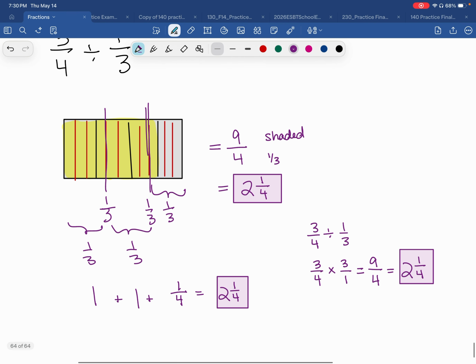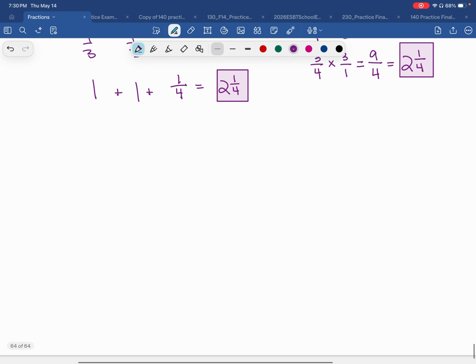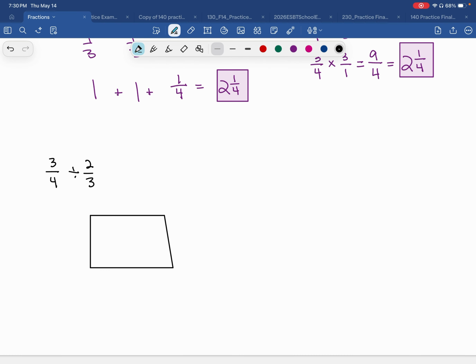Okay. All right, next, let's take a look at something like 3/4 divided by 2/3, okay, instead of 1/3. So 3/4. That's not a square rectangle. Let's try that again. So here's our rectangle for 3/4.